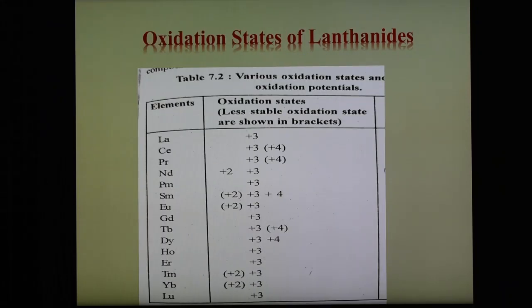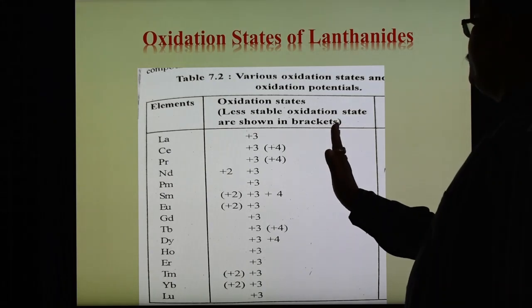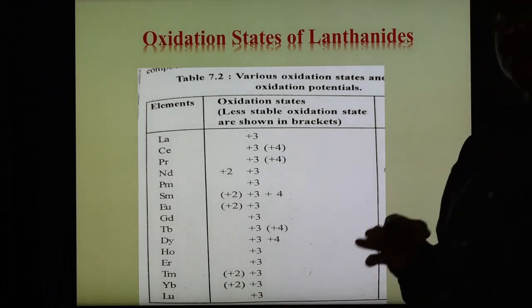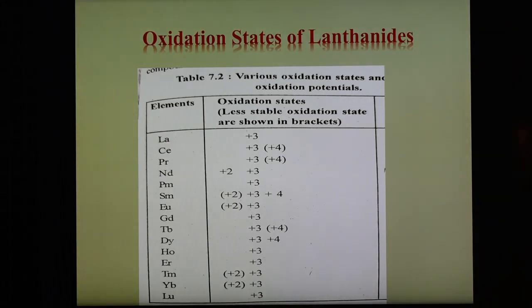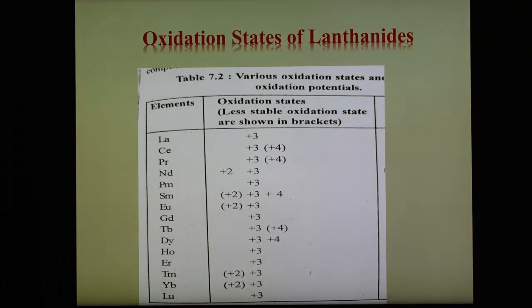The next property that we are going to see is the variable oxidation state. As we know, some elements of the transition elements also show variable oxidation states, and the lanthanide and actinide series also show some variable oxidation states. In this case, the table shows that the oxidation states shown in brackets are less stable, and the common oxidation state shown by all the elements is +3. Some elements show +2 oxidation state, and some show +4 oxidation state. So these are the variable oxidation states.